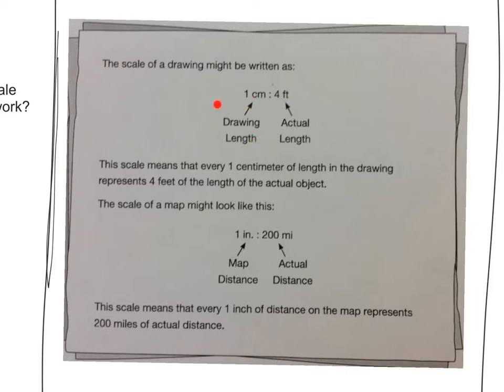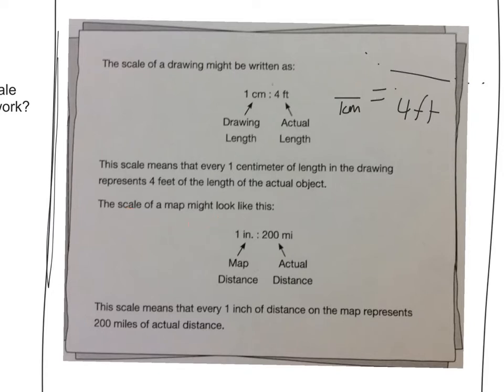This is your drawing length. So this is the actual scale model or drawing. And then your actual length would be 4 feet. So if you had 1 centimeter in your drawing, okay, here's 1 centimeter, that would mean that in your actual thing you'd have 4 feet, which I obviously can't come close to drawing here. They'd be much further than just that line. So the scale means that every 1 centimeter of length represents 4 feet of length of the actual object.